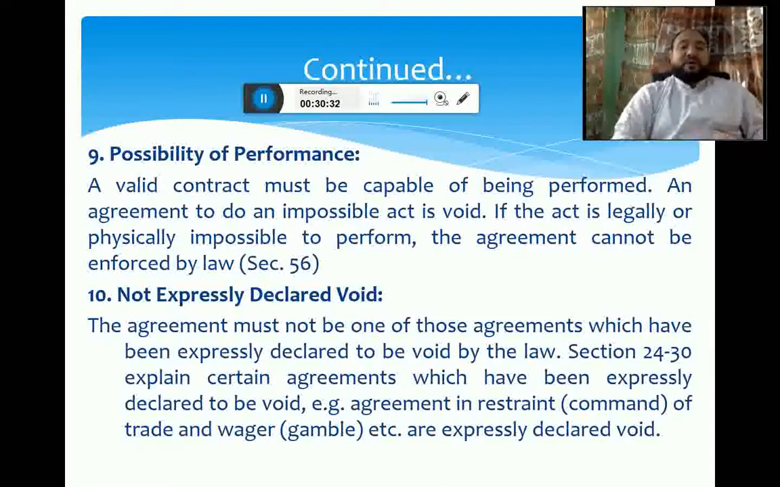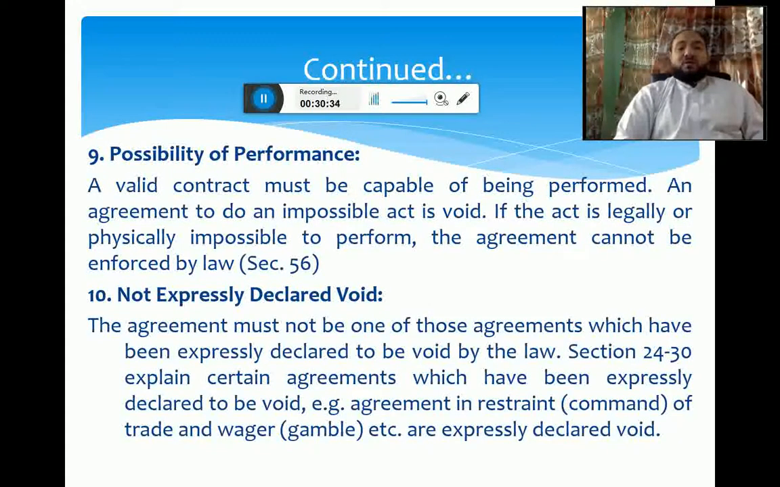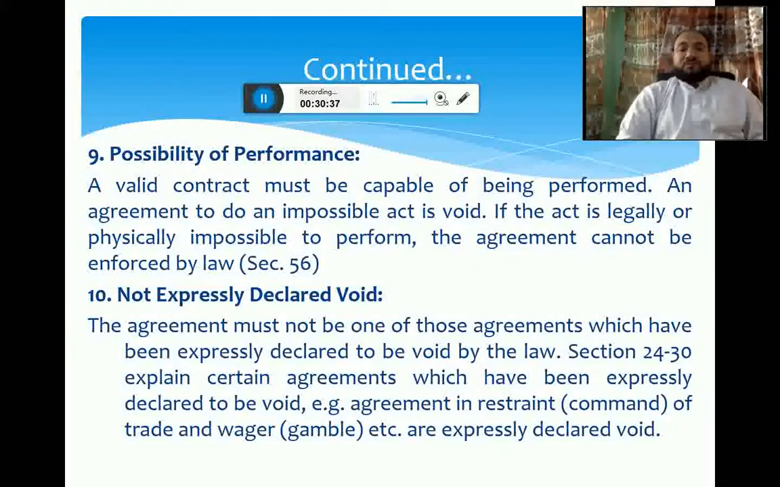Next we have possibility of performance. A valid contract must be capable of being performed. An agreement to do an impossible act is void. If the act is legally or physically impossible to perform, the agreement cannot be enforced by law, and this is according to section number 56.